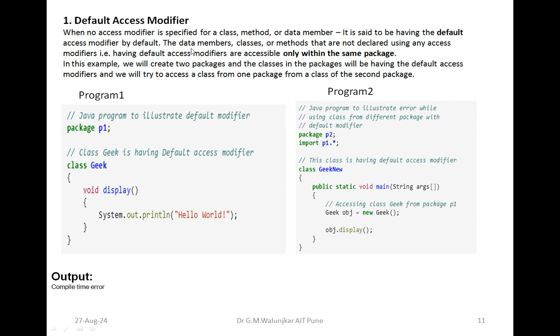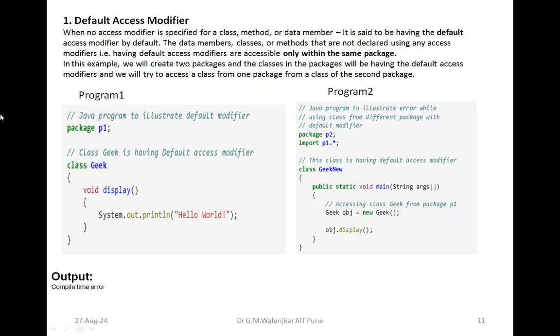The default access modifier. When no access modifier is specified for a class, method, or data member, you have to consider that it has the default access modifier. The data members, classes, or methods that are not declared using any access modifier, that is, that have the default access modifier, are accessible only within the same package. So we'll see one example here. We'll take two packages and classes in the packages. We'll be having the default access modifiers, and we'll try to access a class from one package from a class of a second package.